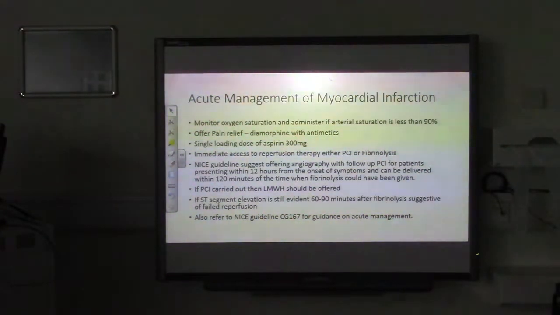And I think it's important to note that NICE guideline CG167 gives you clear guidance on the acute management.